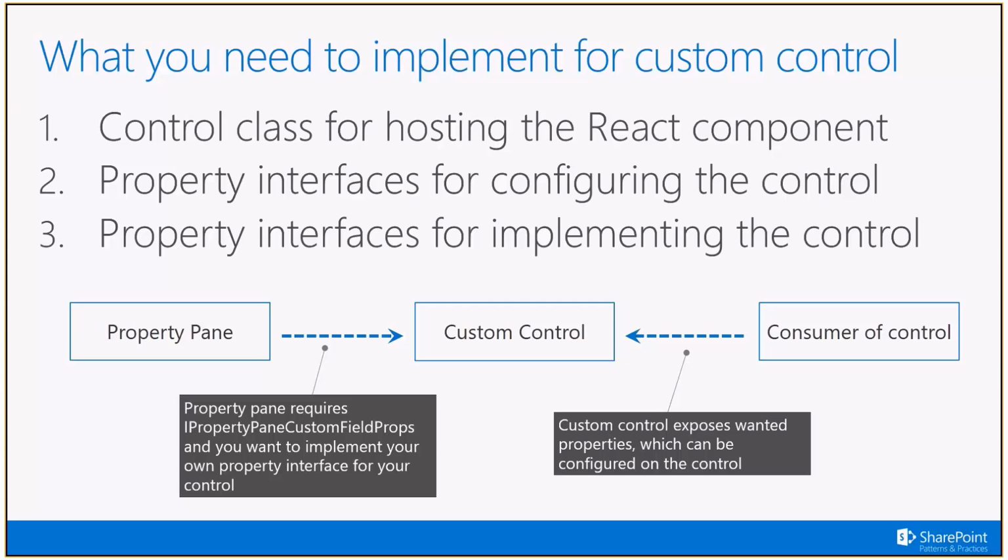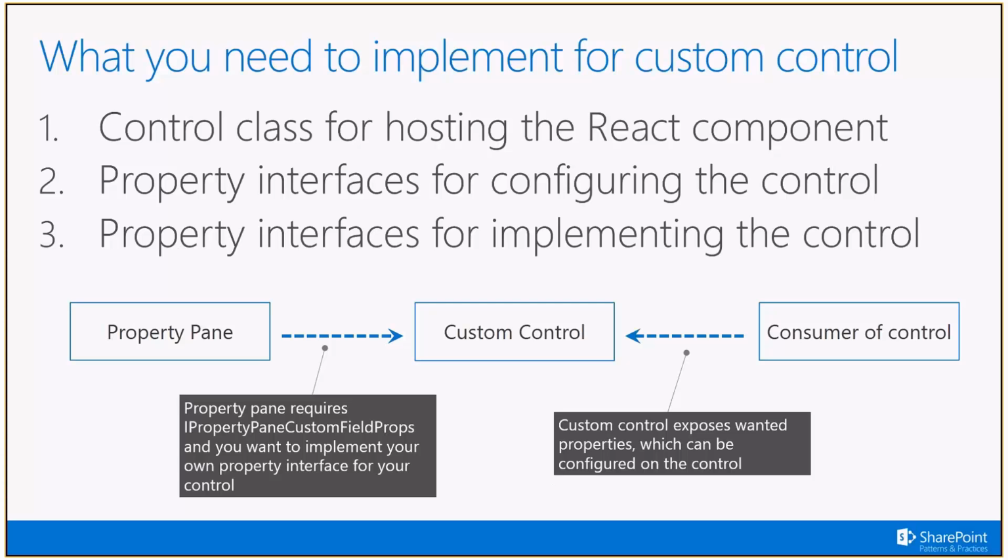Most likely your custom control has some sort of properties, like the default address if it's a mapping control, or whatever settings or configuration options, like the default zoom of the map. Yes, indeed. So there are a few different interfaces to consider. In the property pane control case, you need to have, like mentioned, the IPropertyPaneCustomFieldProps implemented, and then you need to have an interface for whatever you are exposing as a configurable option within your control.